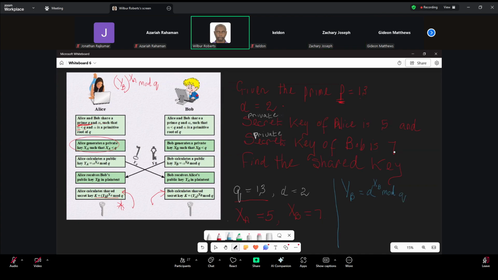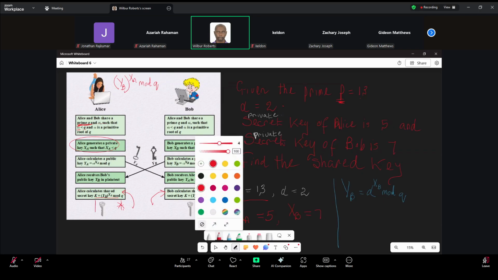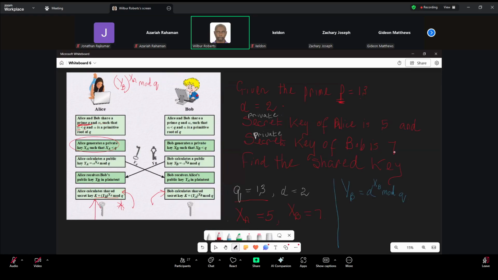So look, they have it here. We're using this formula here: the secret key K is equal to YB to the XA mod Q. We don't know what YB is, so we have to find it out. From the formula, they're telling you how to find YB. YB is equal to alpha to the XB mod Q.